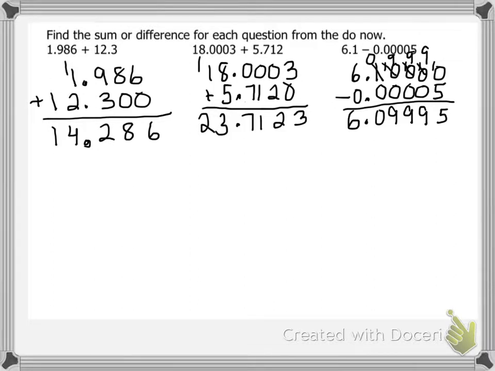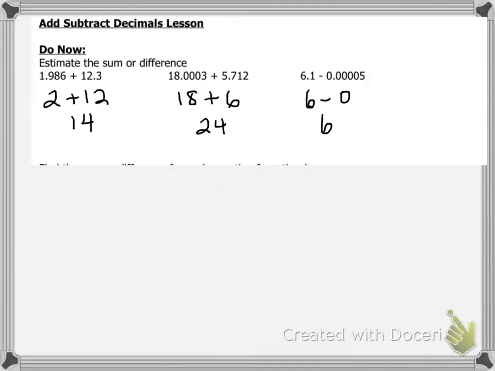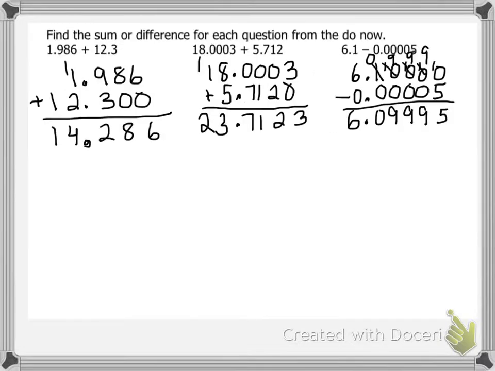So we have 6 and 9,995 hundred thousandths. And if you remember, our estimate was 6, so those two numbers are very close to each other. And when our estimate and our actual sum or difference is close, that means we more likely added or subtracted correctly, or at least our place values were put in the right spot.